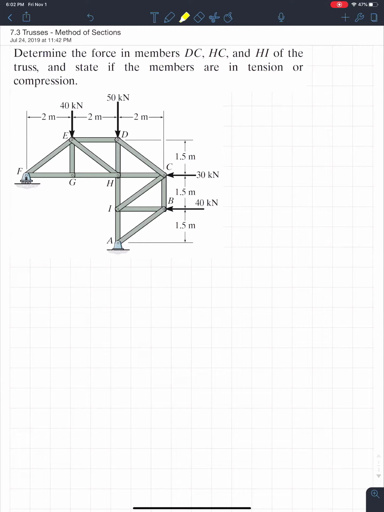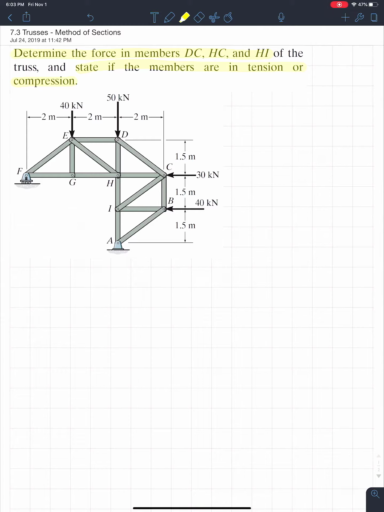Alrighty, so looking at this example, it wants us to determine the force in members DC, HC, and HI of the truss, and then, of course, state if the members are in tension or compression. In my opinion, even though a question may not ask for this, you should do it. I believe in the final, if they ask for it and you don't put tension or compression, you will lose marks, because that's the trick to trusses; otherwise they're just a bunch of cables. It's very important to know what's in tension or compression because, like I said earlier, the design of a tension member is a little bit different than the design of a compression member. So that's a good thing to know.